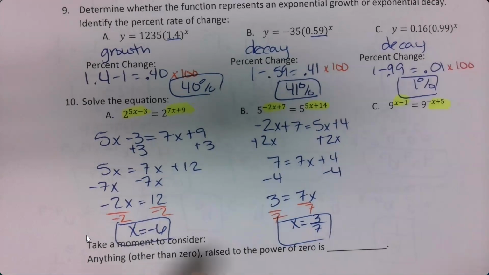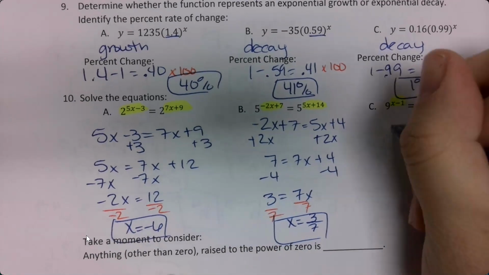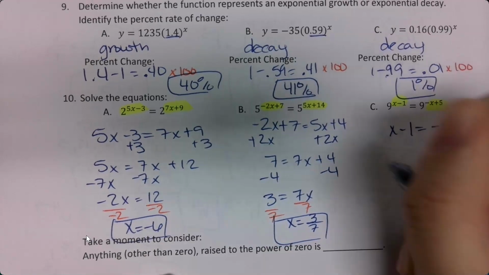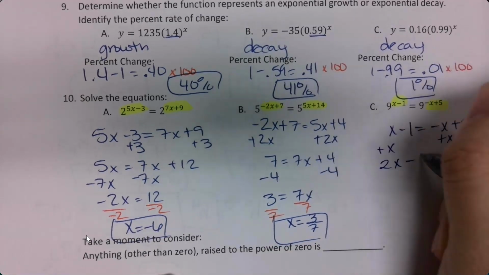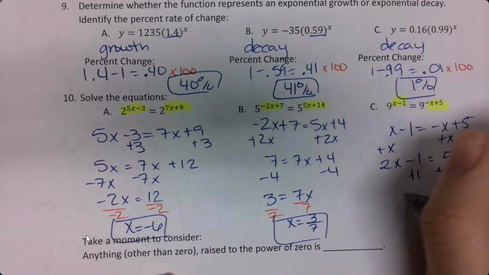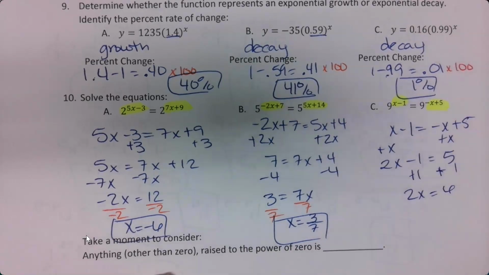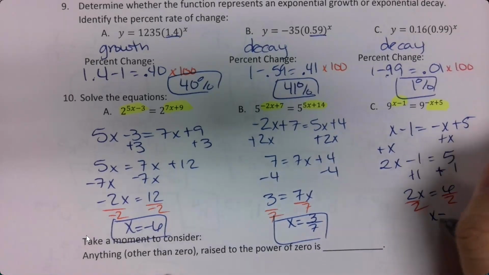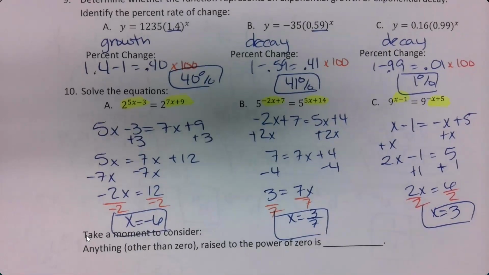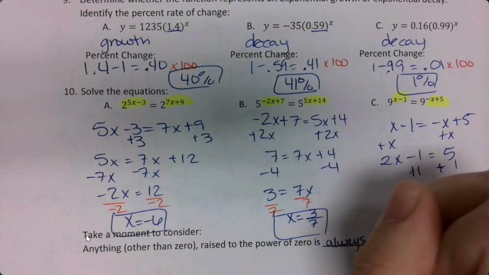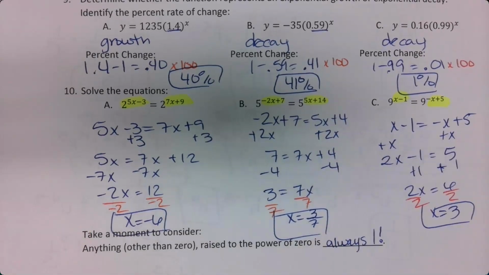And then my last one, I have x minus 1 equals negative x plus 5. I'm going to add this x over so I have positive x's. So I have 2x minus 1 equals 5. Add 1 to both sides. 2x equals 6. Divide both sides by 2. X equals 3. And then the last thing on this page says anything other than 0 raised to the power of 0 is always 1. That's an important thing to remember.